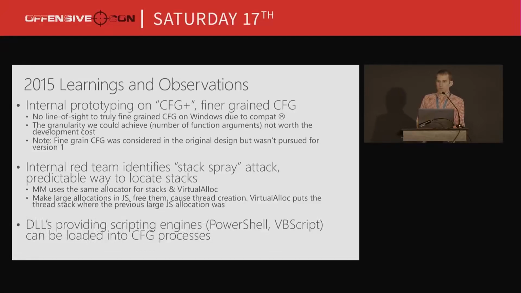And so what they were able to do was they sprayed some very big JavaScript arrays that were the size of a stack on Windows. And then they would free some of those JavaScript arrays, and then they would do something like create web workers that would cause new threads to be created, which means new stacks to be allocated. And those stacks would be allocated in the exact same virtual address where they had just freed JavaScript arrays.